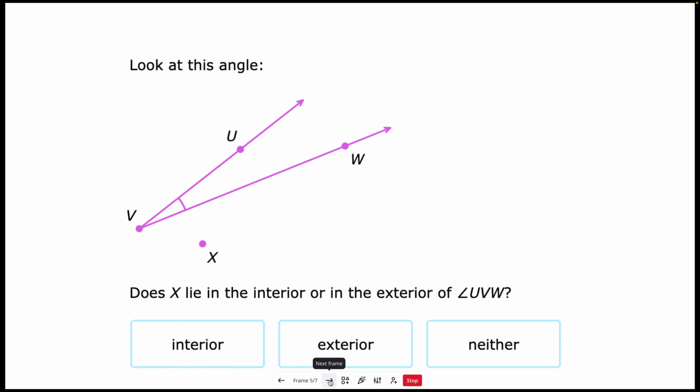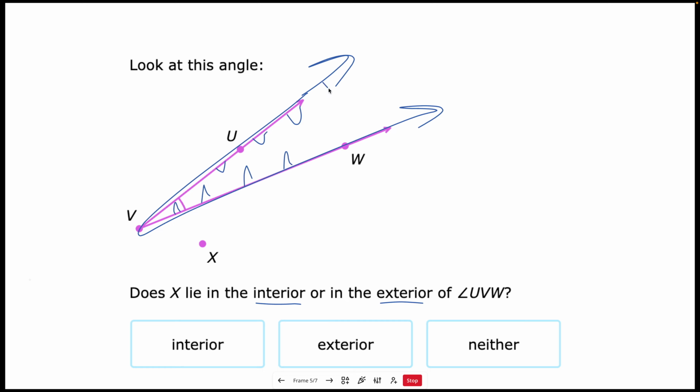All right. Last type of problem says, look at this angle, and it says, does X lie in the interior or in the exterior of angle UVW? All right, so UVW is this purple angle right here. And I always like to think of the monster with teeth, right? So give it some teeth. Okay, give it an eyeball, give it 2 eyeballs, all right, and clearly this X is on the outside of the mouth, okay, so the exterior, and so the answer is exterior.